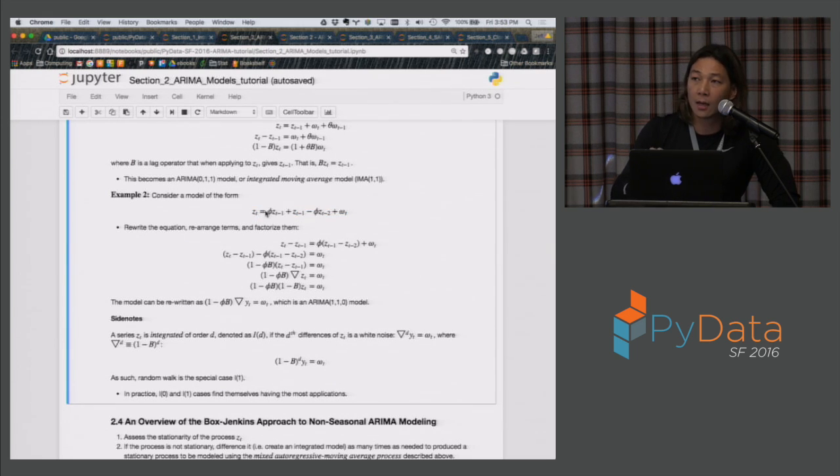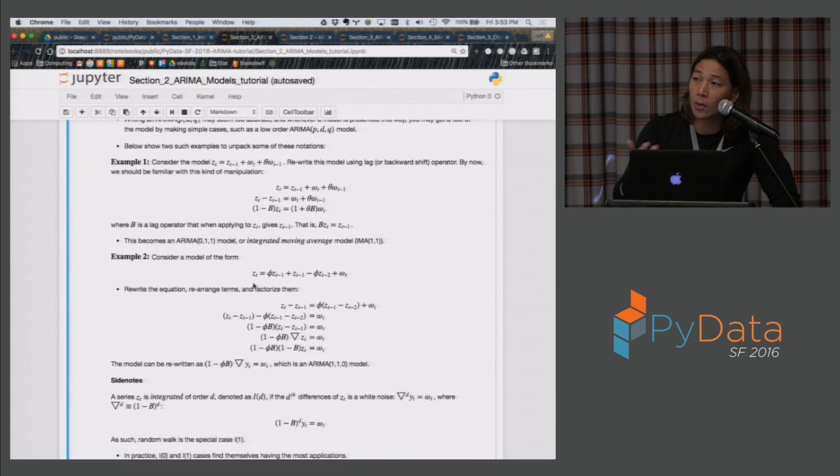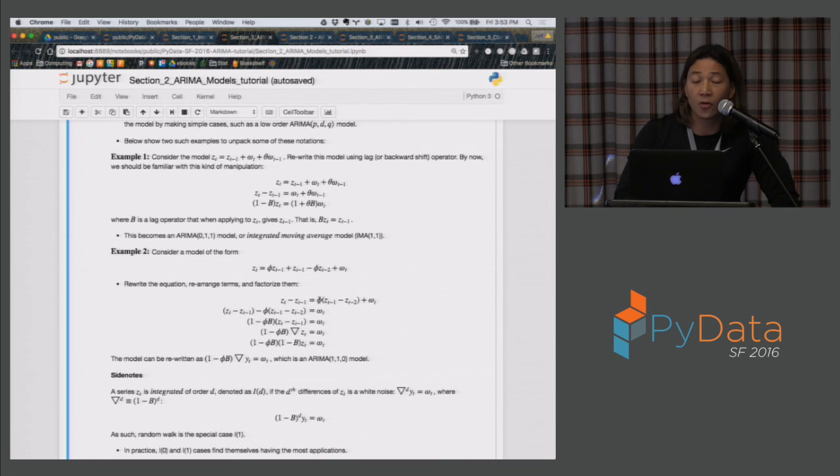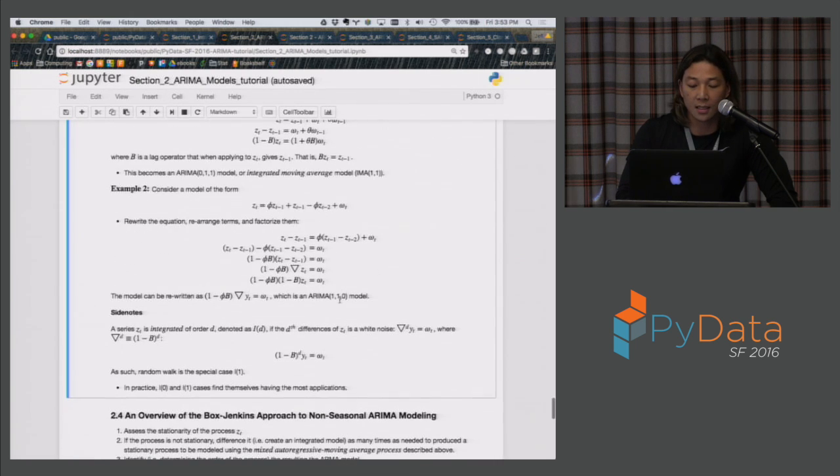Then again, whenever you see a notation from the backward shift operator, it's always a good idea to practice reversing the operation and see what the underlying model is. Because at the end of the day, you have to interpret your model. It's better to know exactly what coefficients we are talking about. So that's another example.